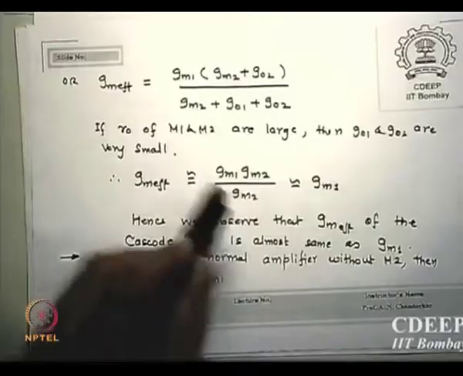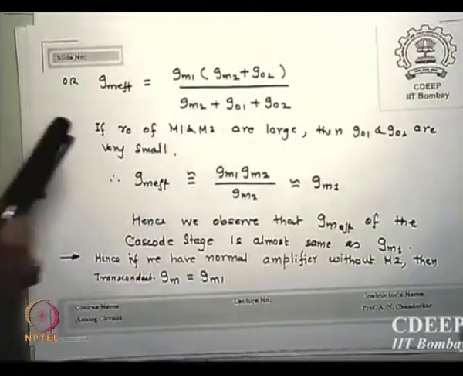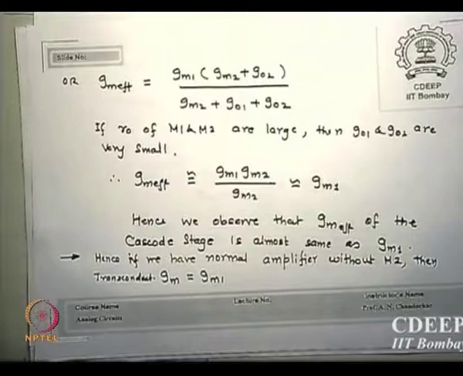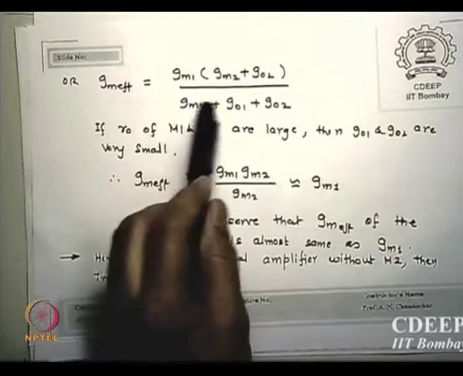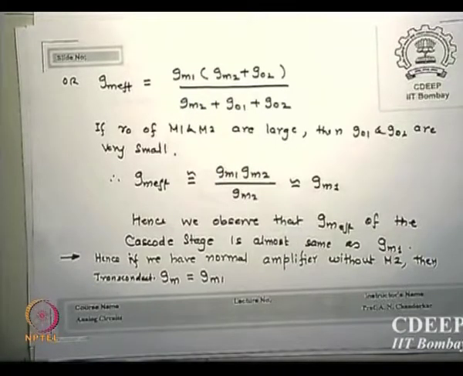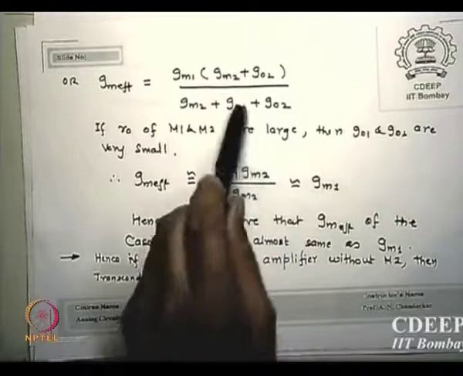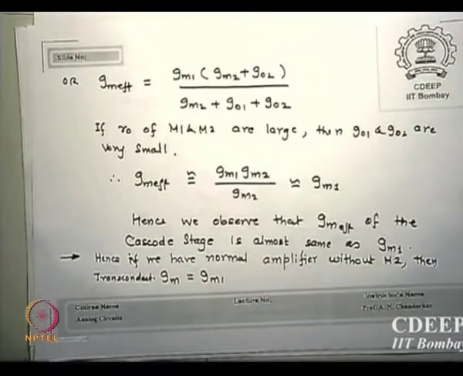Okay. So if I say R0 is very large, is the conductance smaller or larger? Very small. Normally gm is of the order of milliamps per volt, and gO is of the order of microsiemens. Is that clear? So I say gm2 is much larger than either gO1 or gO2. So I neglect gO1 and gO2 from the denominator, and in the same way I neglect gO2 from the top.